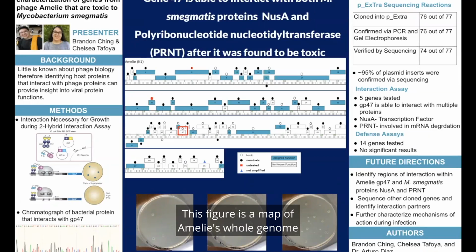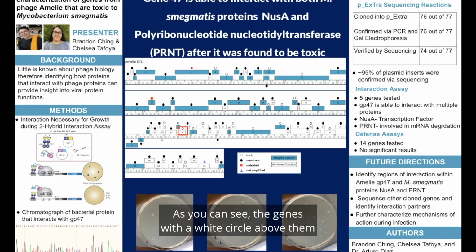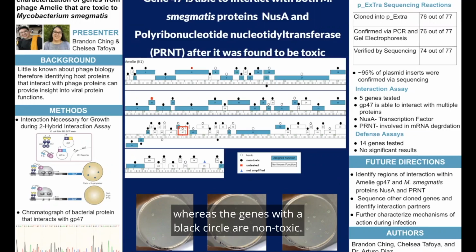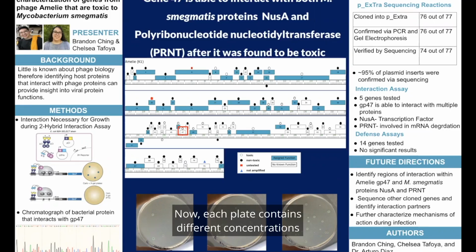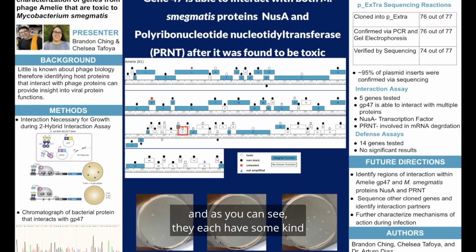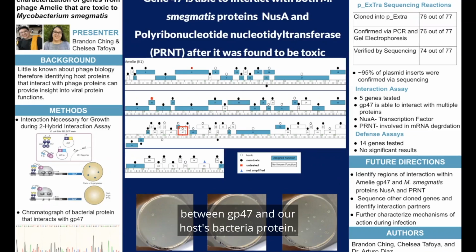This figure is a map of Amelie's whole genome and works to visualize the results from our cytotoxicity assay. As you can see, the genes with a white circle above them are toxic to our host bacteria, whereas the genes with a black circle are non-toxic. Below the map, we have the results from our two-hybrid interaction assay when we performed it on GP47. Each plate contains different concentrations of a recovery mix that we plated. As you can see, they each have some kind of colony growth on them with blue colonies. This tells us that we have a true hit and that there was indeed an interaction between GP47 and our host bacteria protein.